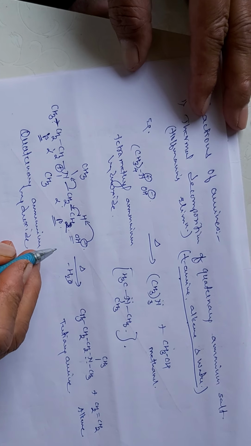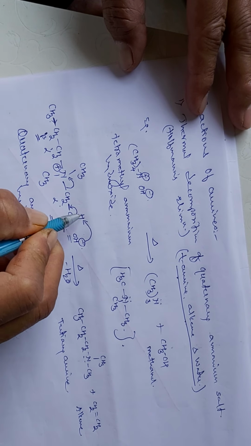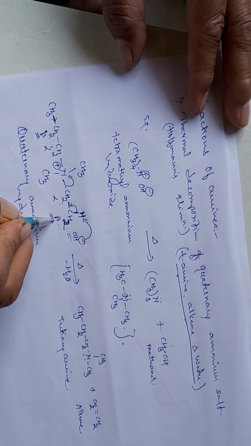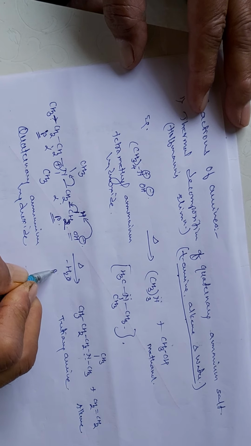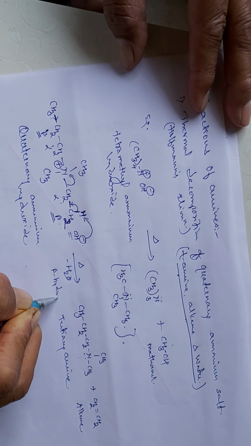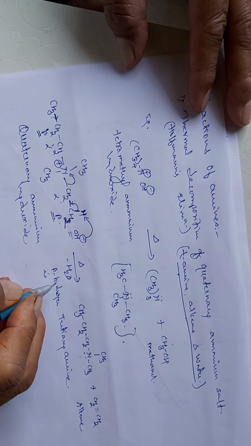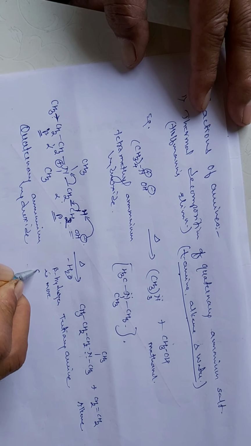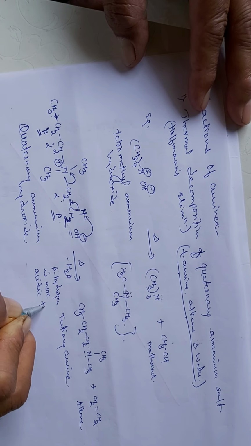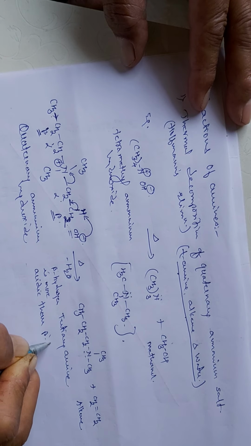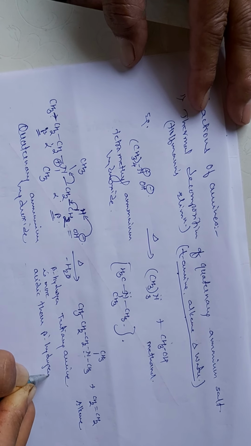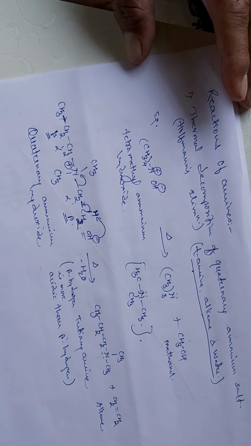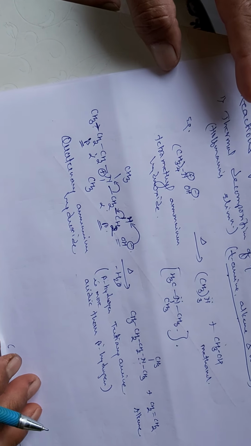So here the justification for our answer is that this proton is more acidic. This proton is more acidic, and that's why the beta hydrogen is eliminated. The beta hydrogen is more acidic than the beta dash hydrogen. So this is our justification of our answer. And in this way we are getting the thermal decomposition of the quaternary ammonium salt.